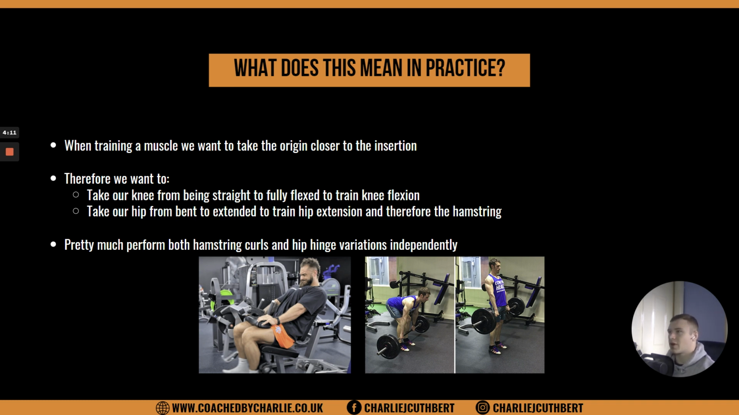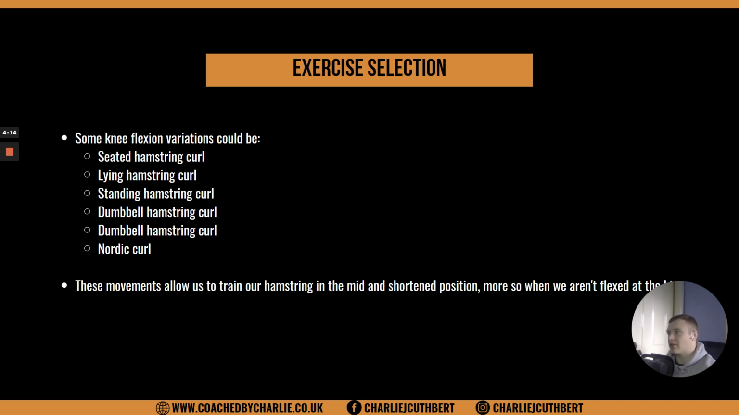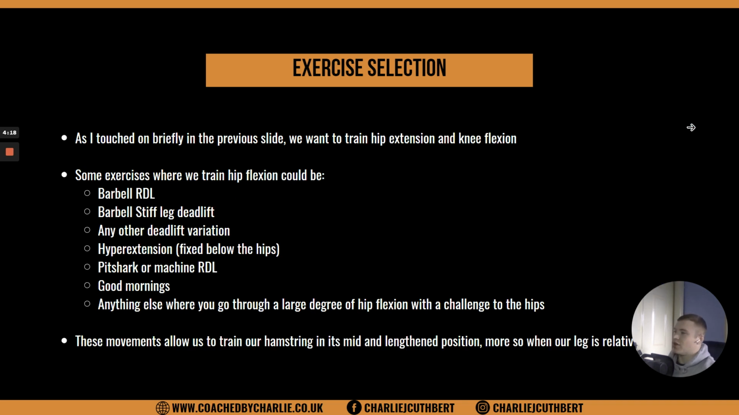So next up, we're going to touch on exercise selection. That's if the slides load. First of all, we're going to touch on hip extension. So yeah, we want to train both independently. Some exercises you can use to train the hips could be a barbell RDL, a barbell stiff leg deadlift, any other deadlift variation, a hyperextension, which is basically when you are slanted, you've got your lower body locked in and you're extending at the hips, and it could be a pit shark or machine RDL of some sort.